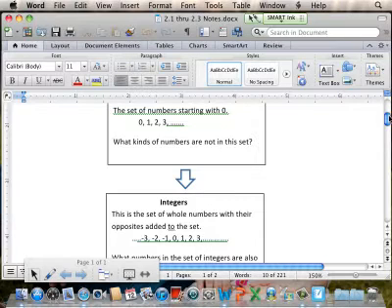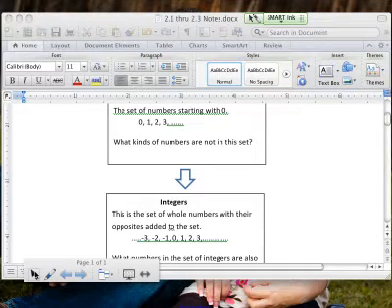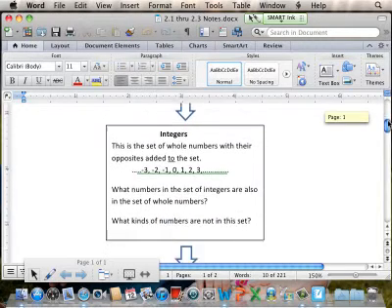So what kinds of numbers are not in this set? I think it's pretty clear that we don't have any decimals, and we do not have any fractions. Okay, so decimals, fractions, negative numbers, none of those are in whole numbers. Whole numbers are very simply 0 and then all the counting numbers, 1, 2, 3, 4, 5, and so on and so forth, all the way up.